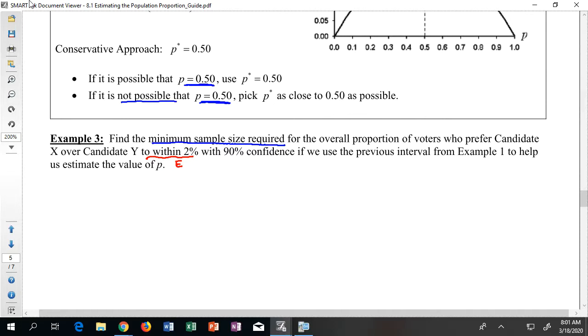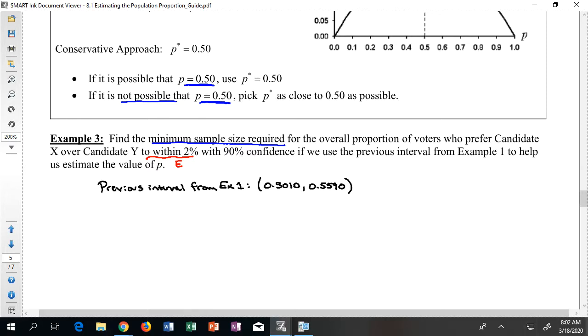And I'm going to use my previous interval from the first example to help us estimate the value of P. Okay, so here's what I'm going to write. If I was to go back and take a look at the previous interval from example 1, we saw in that question that we thought that the real value of P would be somewhere between these numbers. This is what we thought, 0.5010 and 0.5590.